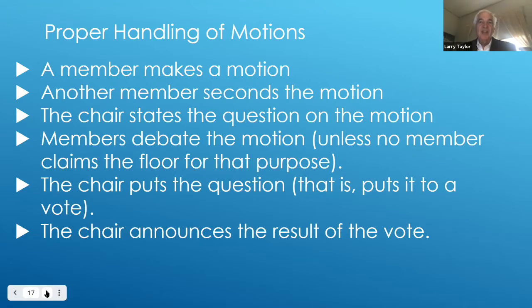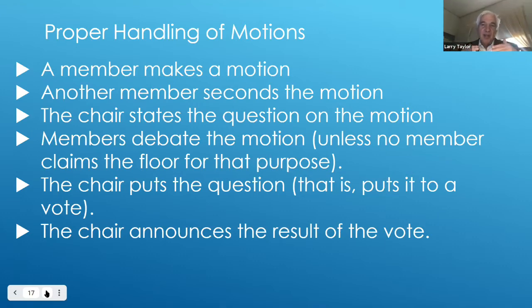Then the chair states the question on the motion, and this is where the chair restates what he heard the member say. And then it is what the chair states that the secretary records in the minutes. And then if the chair states it incorrectly, this is an opportunity for the member to correct them, so you get the language of the motion correct.